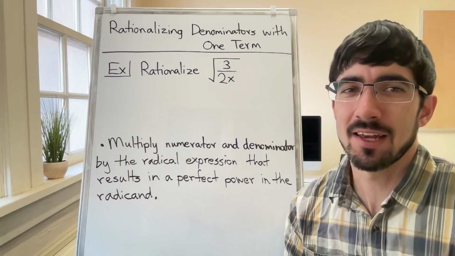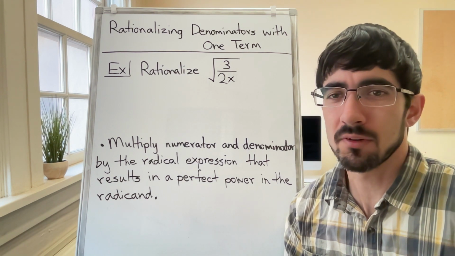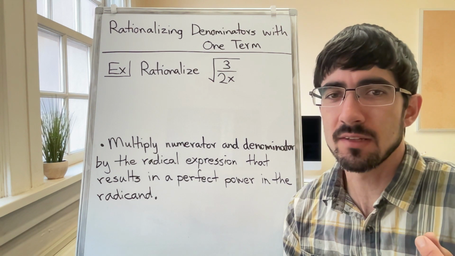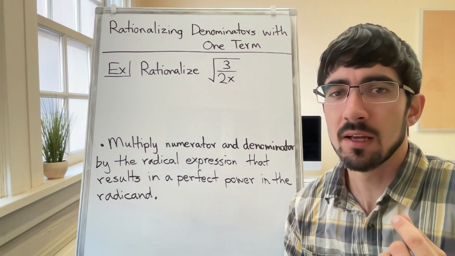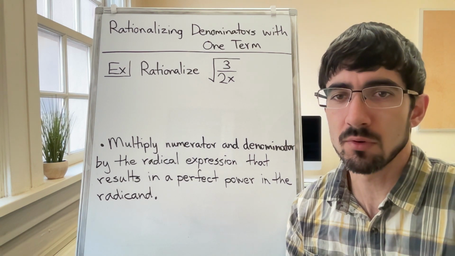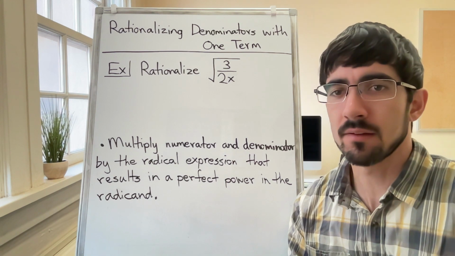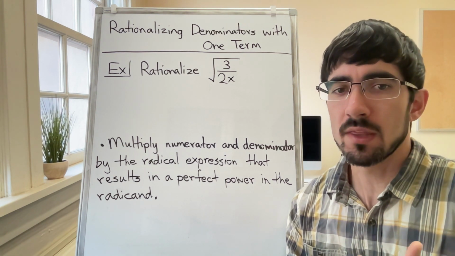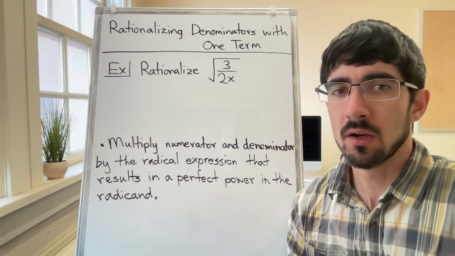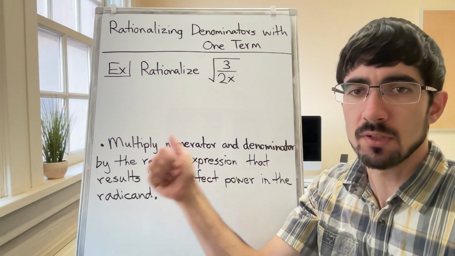In this video and the next, I want to speak about rationalizing denominators of radical expressions. Remember, we said that a radical expression with a fraction is not considered simplified unless the denominator does not contain a radical symbol. So we have to figure out how we express these radical expressions without a radical sign in the denominator. We're going to distinguish between denominators with one term and denominators with two terms.